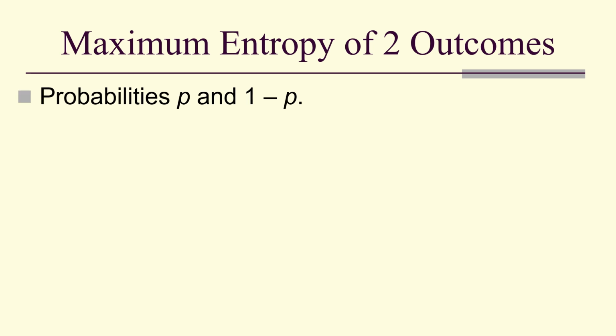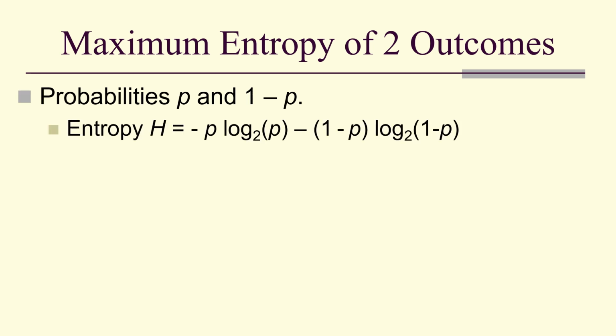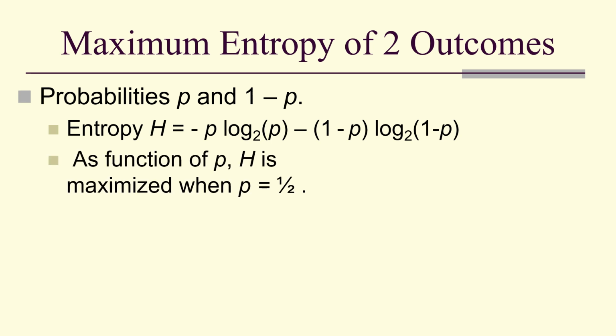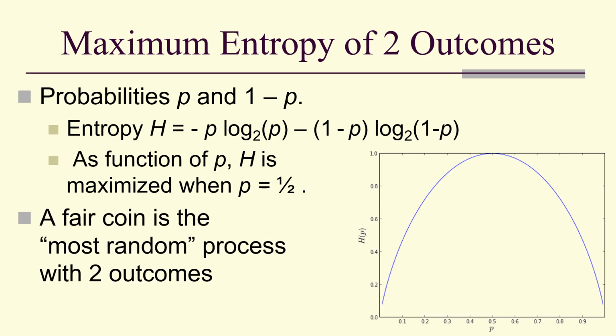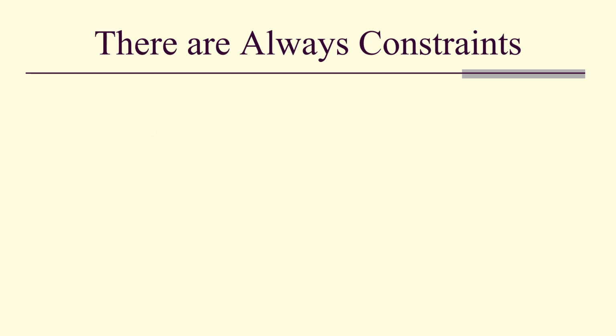So let's look at, for example, two outcomes, which would have a probability of p or 1 minus p. The entropy is a function of p, and as a function of p, it reaches a maximum when p is equal to a half. Therefore, a fair coin is the most random, or has the maximum entropy, process with two outcomes.